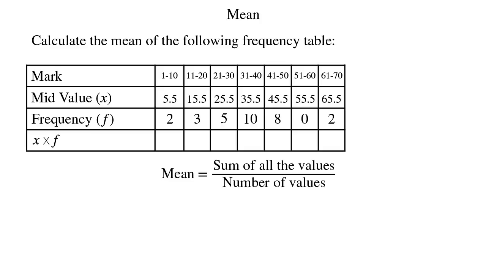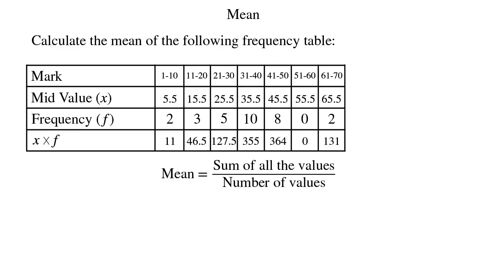We then go through and multiply the values in each column. We have two instances of an estimated mark of 5.5, so 2 times 5.5 gives us 11. We have three instances of an estimated mark of 15.5, so that's 46.5. 5 times 25.5 gives us 127.5, and so on. 35.5 times 10 is 355. 45.5 multiplied by 8 is 364. We have no marks in the 51 to 60 grouping, so our value here is 0. And finally, 65.5 times 2 is 131.